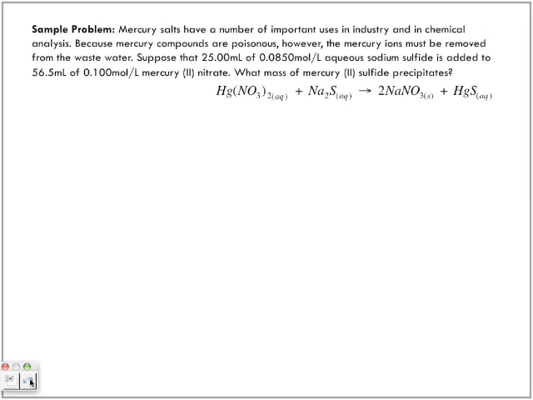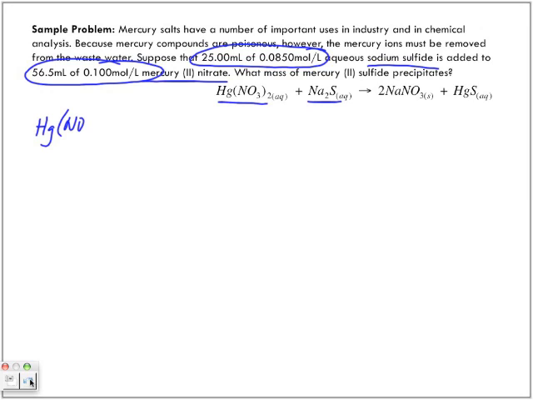Our question has volume and concentration of sodium sulfide, and same thing, volume and concentration of the mercury nitrate. So what we want to do is find the number of moles of each one of our reactants. So let's look at the mercury here, the Hg(NO3)2.